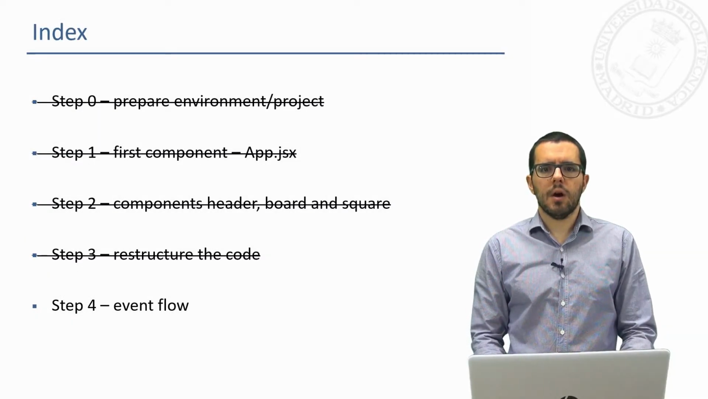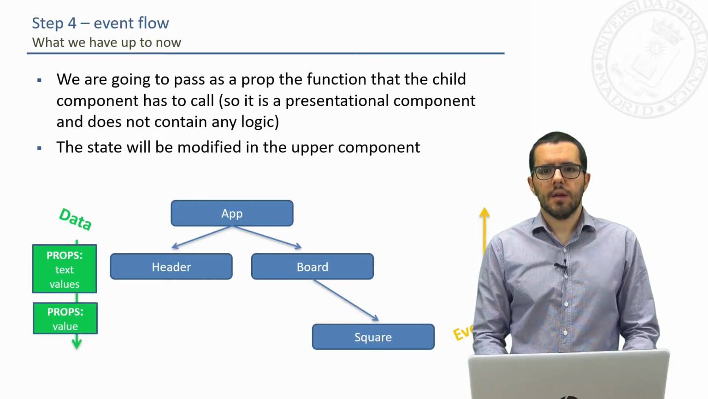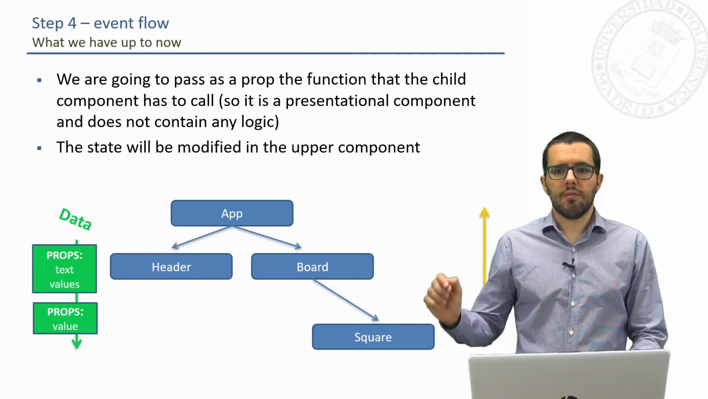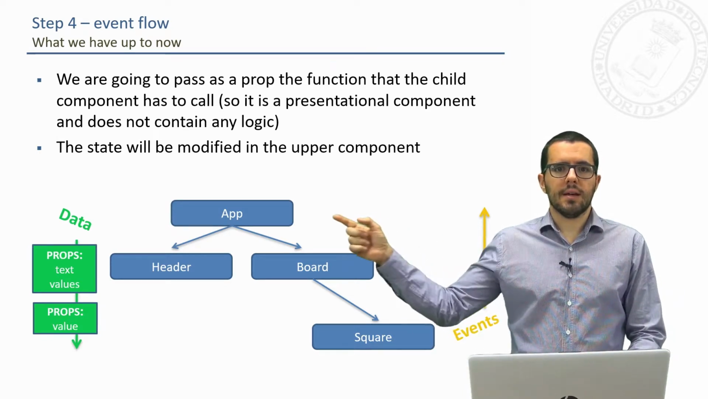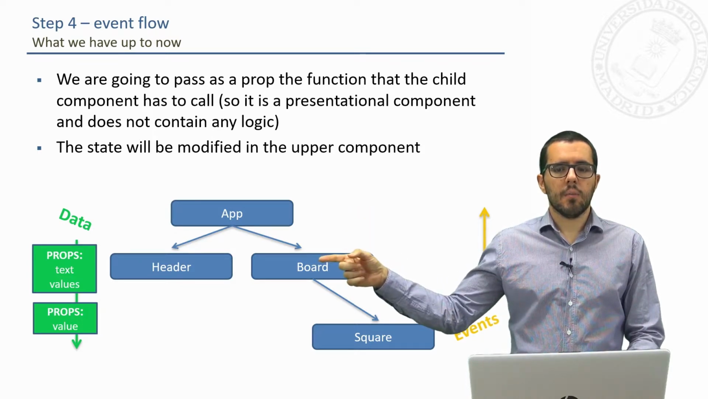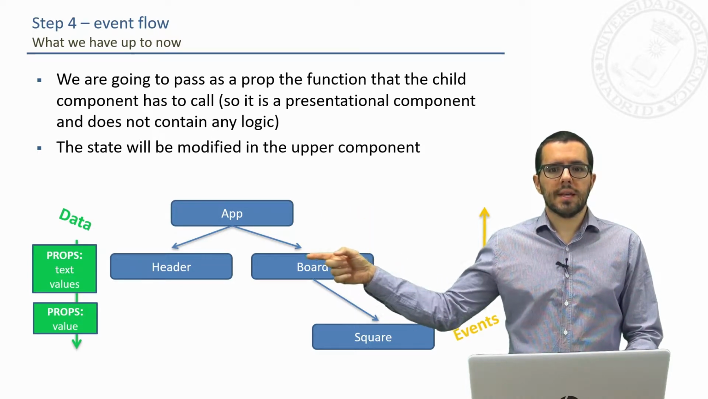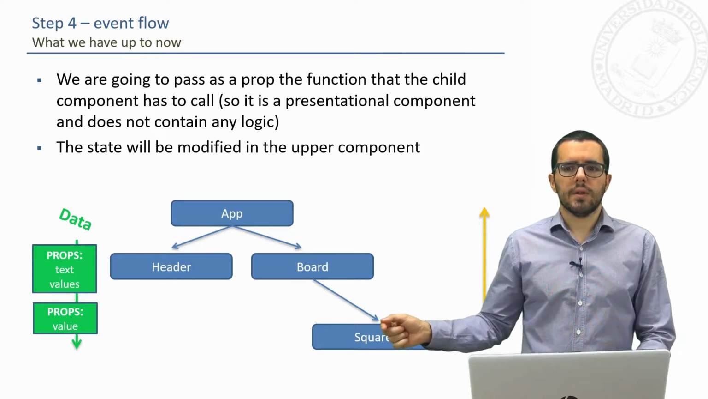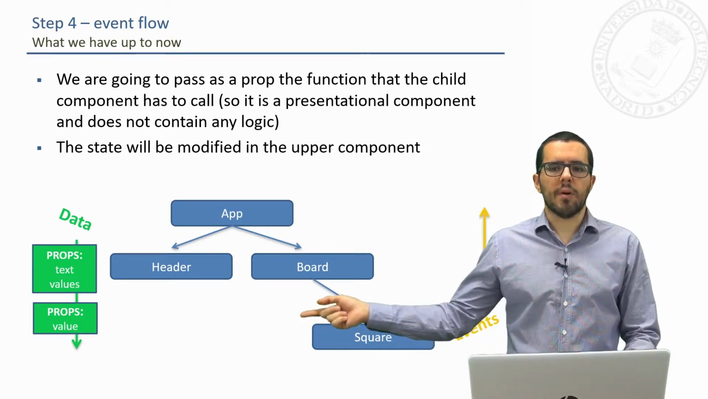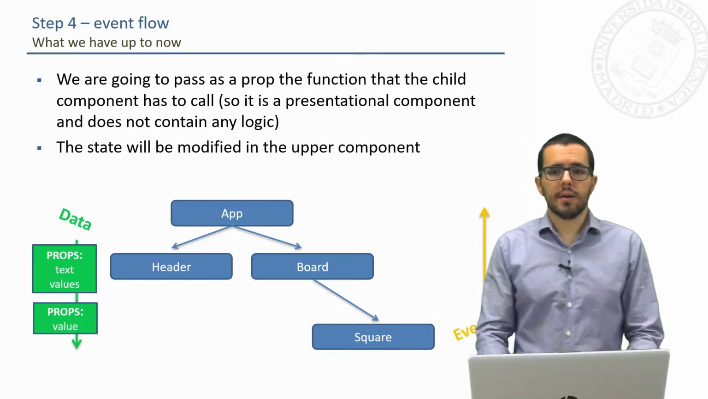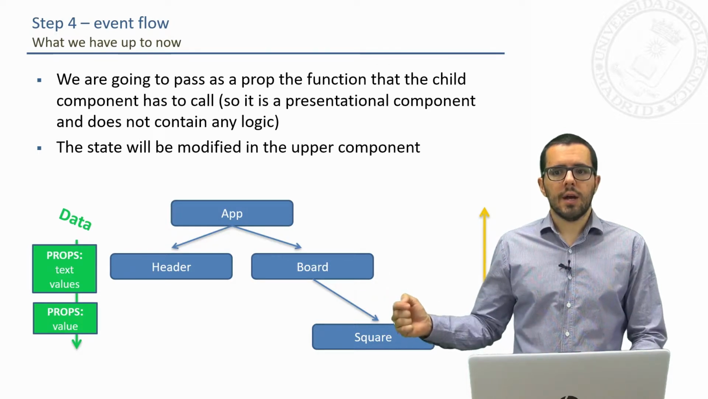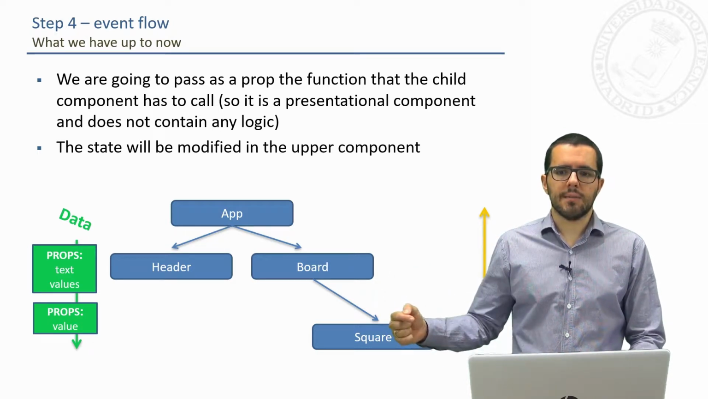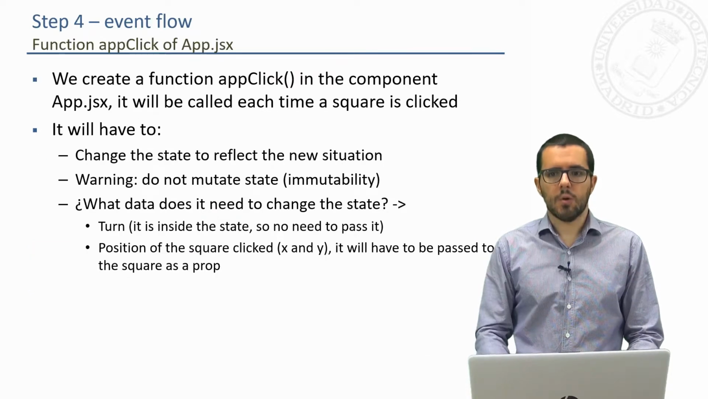We are going to see now how to introduce the event flow into our application. Remember that in React, data flows down and events flow up. What we have up to now is that app calls header and board and passes as props text and values, and the board renders 9 squares and each square will have a value. What we are going to add now is to pass also the functions to be called, and to call them, and we will see that as events go up.